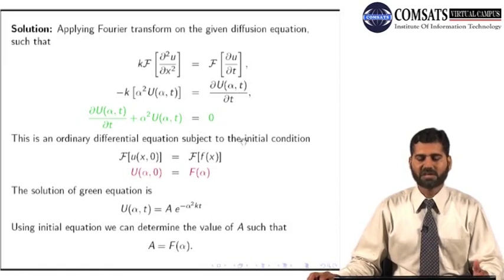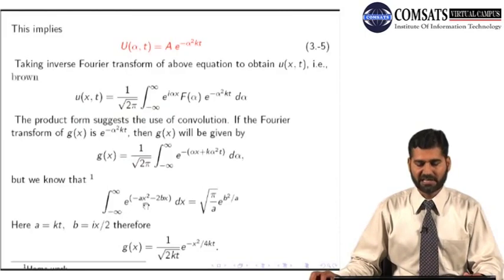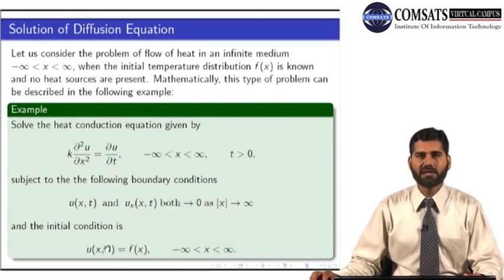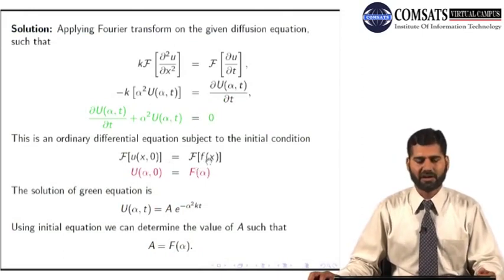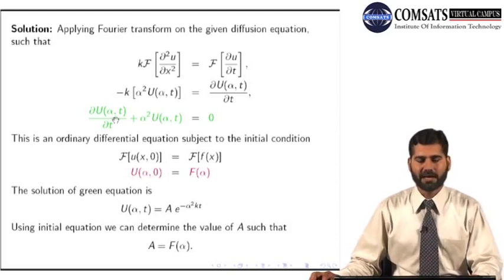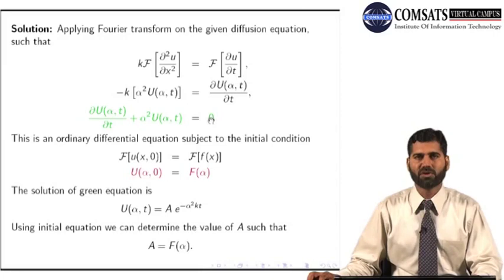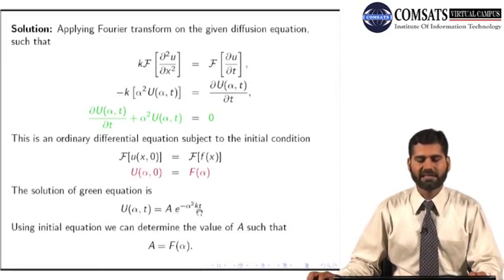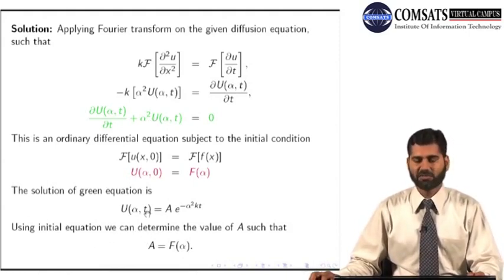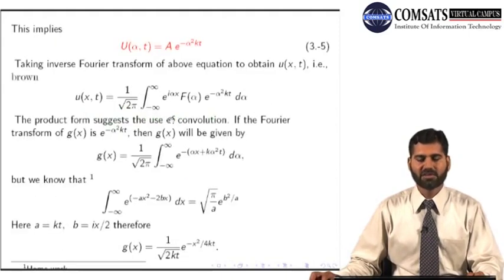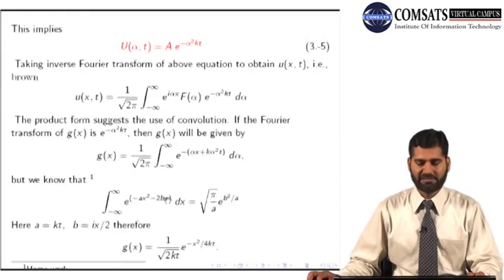This is an ODE subject to the initial condition. If you take the Fourier transform of the initial condition, this will give you the Fourier transform at 0, which is the Fourier transform of f, which we may call capital F(alpha). Now what is the general solution of this equation? Your auxiliary equation is m plus alpha squared k is equal to 0, so m is minus alpha squared k, and your answer is A e to the minus alpha squared k t. There is k here as well in this equation. So using the initial condition at t equal to 0, your A will come out to be F(alpha). So U(alpha, t) will become A e to the minus alpha squared k t, where A is F(alpha).